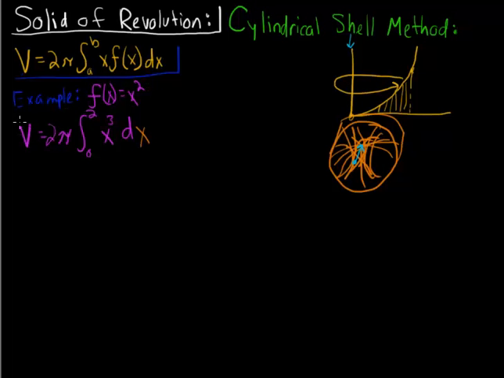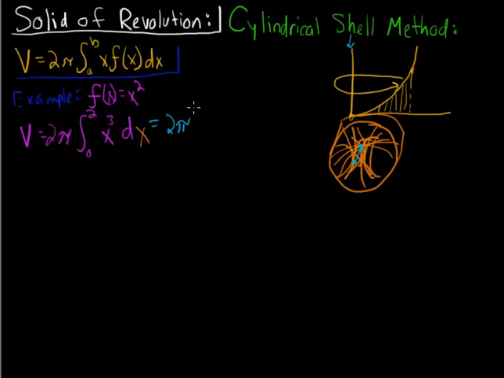So an example, f of x equals x squared, which is this curve right here, from 0 to 2. Volume equals 2 pi times the integral from 0 to 2 of x cubed dx. The reason: x times f of x is x squared, x times x squared is x cubed. So simple antiderivative. Oh wait, no, we don't want the derivative. We already integrated it. Well, not yet, but we're about to.